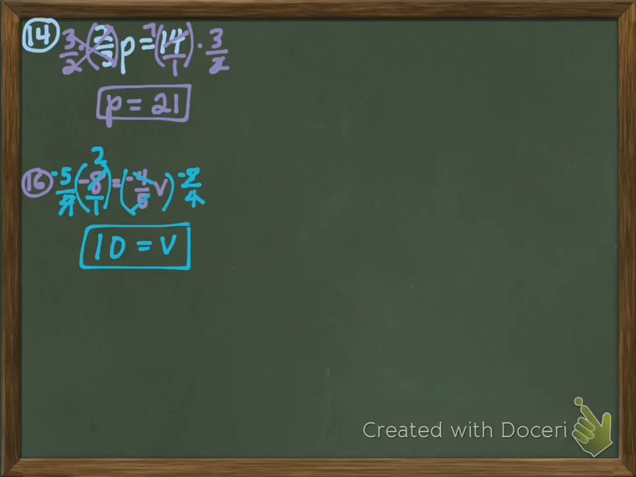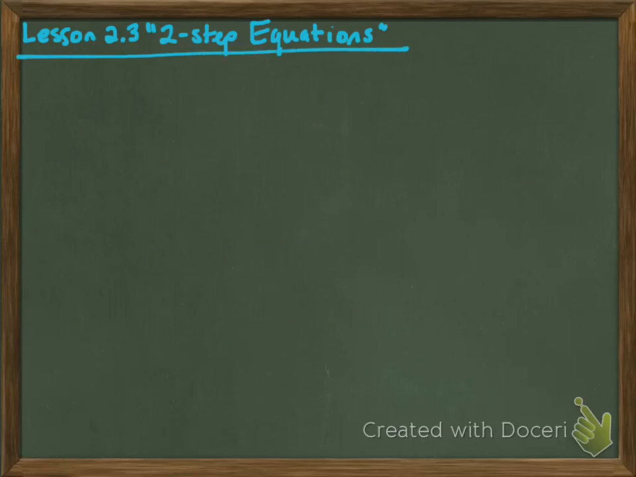You ready to jump to 2-3? All right. And you can do it on the same page. Just draw a big line and write, or you can start on a new sheet or the back or something. Lesson 2-3. What comes after 1? 2-step. So we're doing 2-step equations also today. Two-step equations.